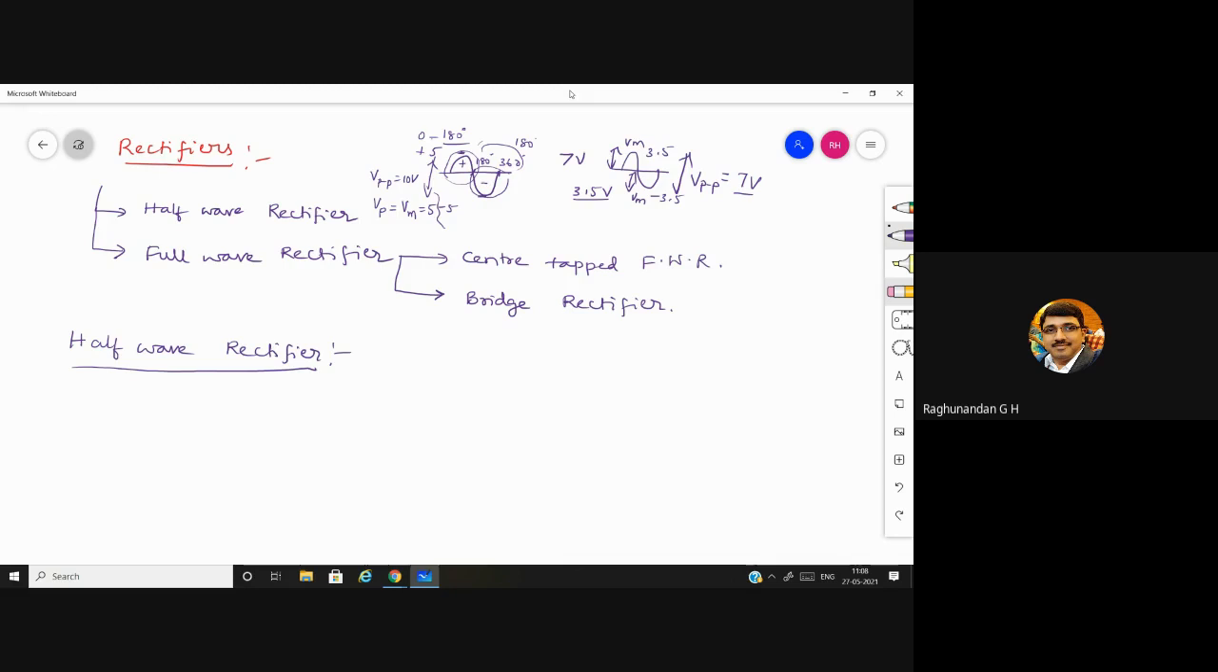Okay, because this understanding you require for the derivations, whatever will be carried out in half wave and full wave rectifiers. So if you don't know the difference between peak voltage and peak to peak voltage, then you cannot understand why we are doing like this and all. And also, a signal can be represented both in voltage as well as current.